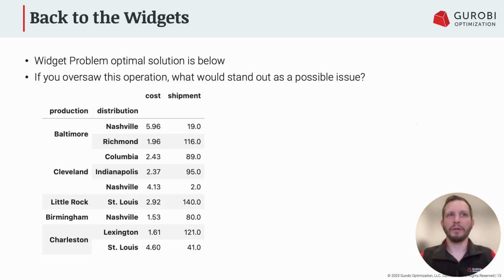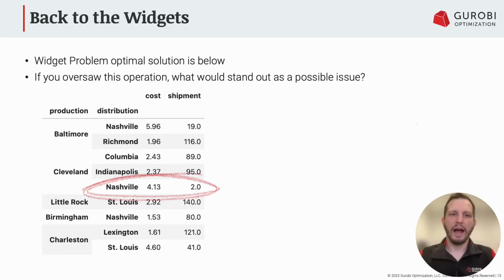But the particular value that I'm talking about is the decision to ship only 2 units from Cleveland to Nashville. Why that may be an issue is that it's such a small number that, if you're thinking about mass production of widgets, this sort of small shipment may not be feasible, may not be doable for you. Or you may be able to do it, but maybe the cost that we're quoted here may not be valid for such a small number. So there's a bunch of reasons why this may be an issue.